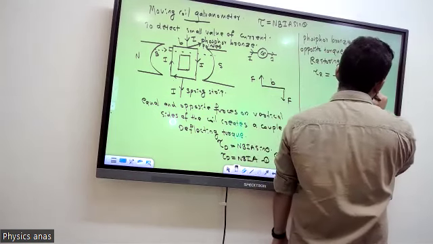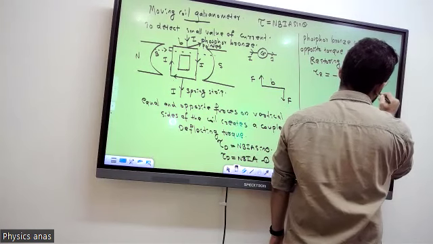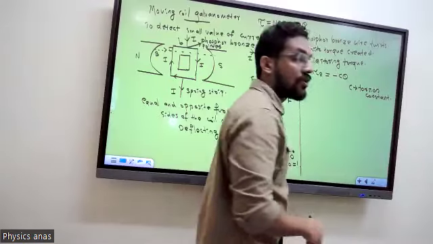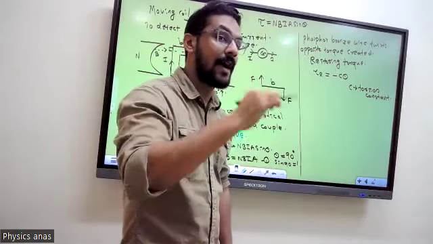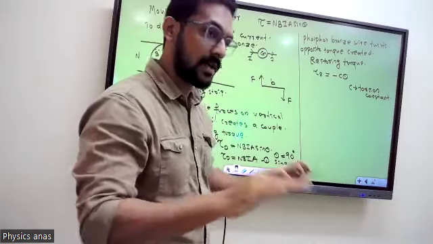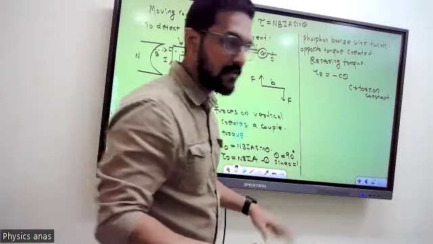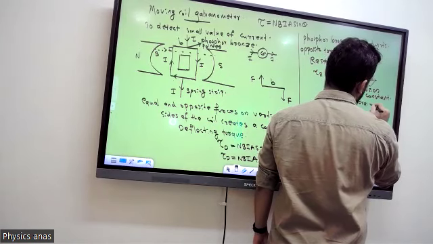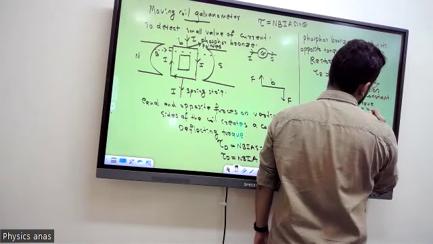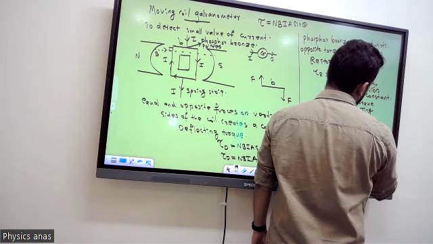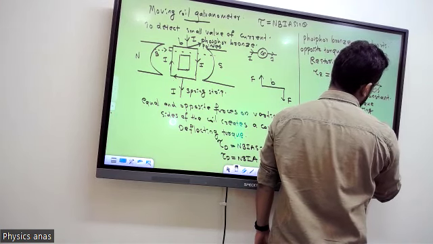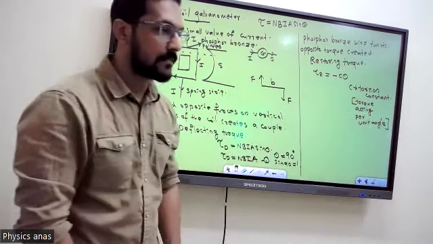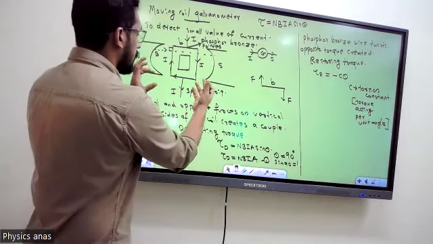What is the value of C? The name of C is torsion constant. It is the torque acting per unit angle. That's C: torque acting per unit angle.